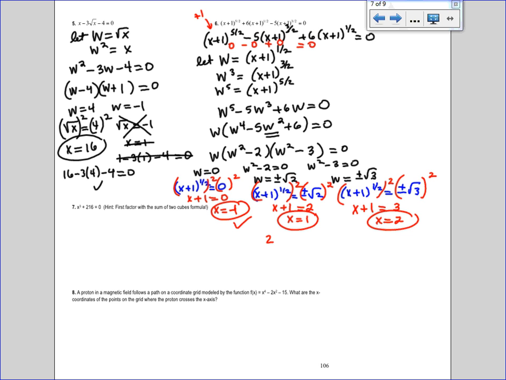So I would check 2 raised to 5 over 2 minus 5 times 2 raised to 3 over 2 plus 6 times 2 raised to the 1/2. I would put it in just like that in the calculator. When you put that in, you do get 0 out.